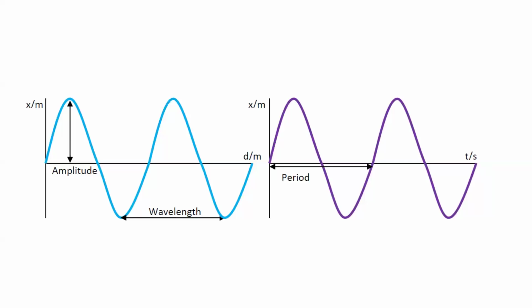So remember, when the waves are given as a displacement-distance graph or a displacement-time graph: in the displacement-distance graph, the horizontal distance is the wavelength, and in the displacement-time graph, the horizontal interval is the time period. And the maximum displacement from the mean position represents the amplitude for both of these waves.